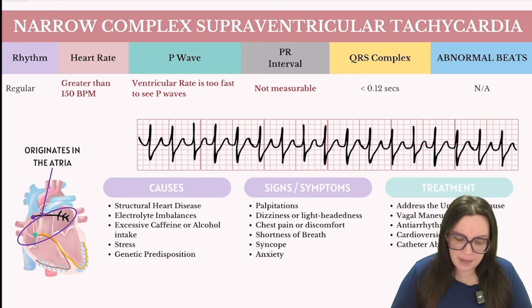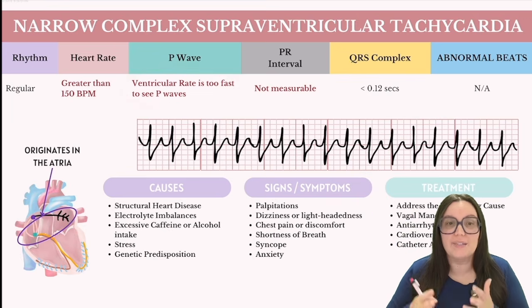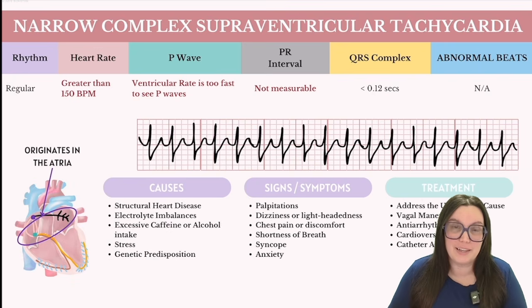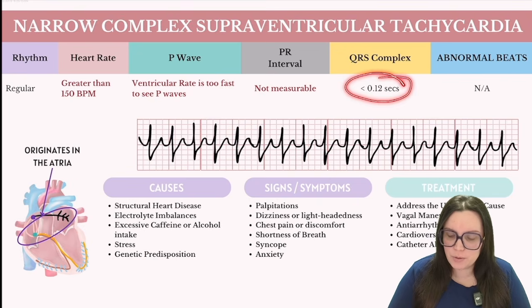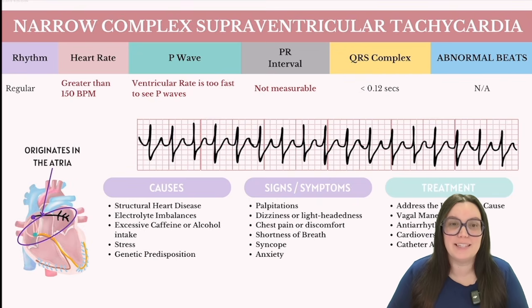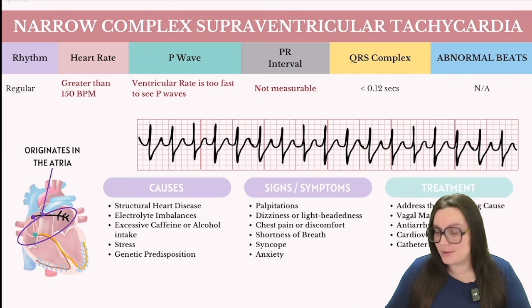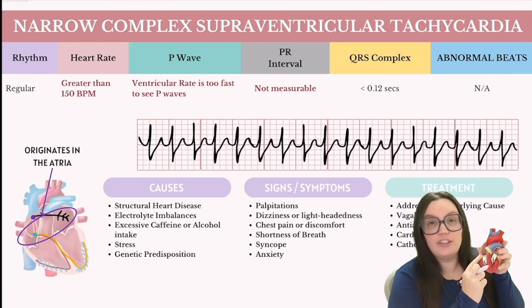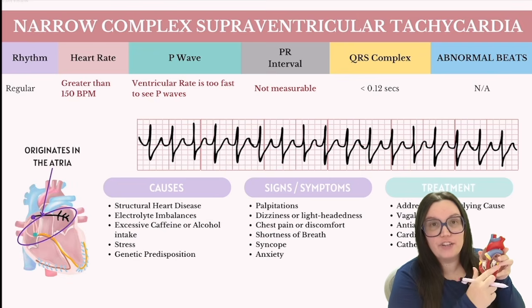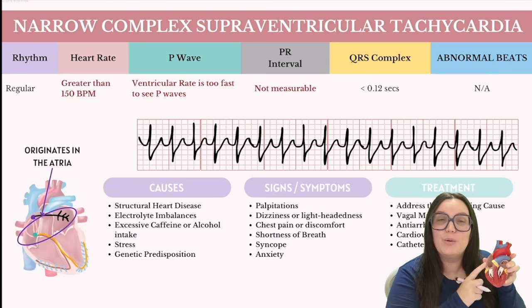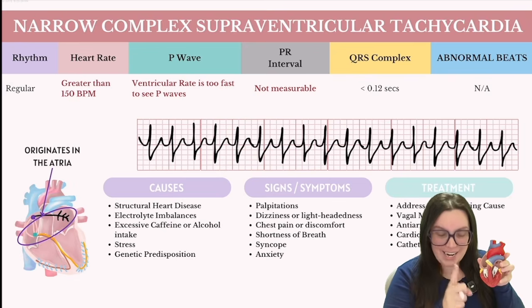When it comes to our P waves, that ventricular rate is going to be too fast for us to even see our P waves taking place. Know that they are taking place, they're just being hidden inside of our ECG. And because we don't have P waves, we're not going to have a measurable PR interval. And like we discussed before, that QRS complex is going to be narrow and normal. It's going to be less than 0.12 seconds. Remember, anytime we have a rhythm that is originating either at the junction, which is right here in between our atria and our ventricles, or above, we're going to see a QRS complex that is narrow and normal.